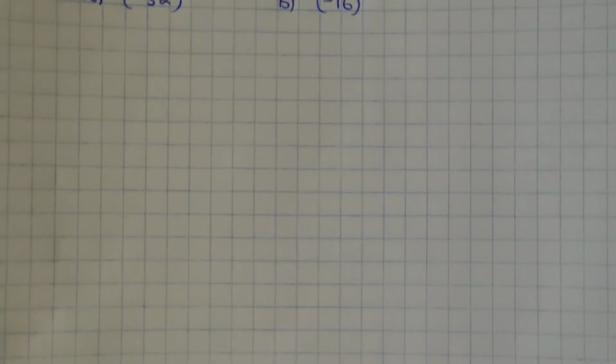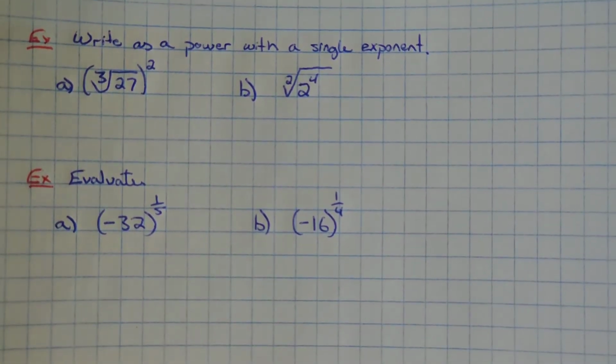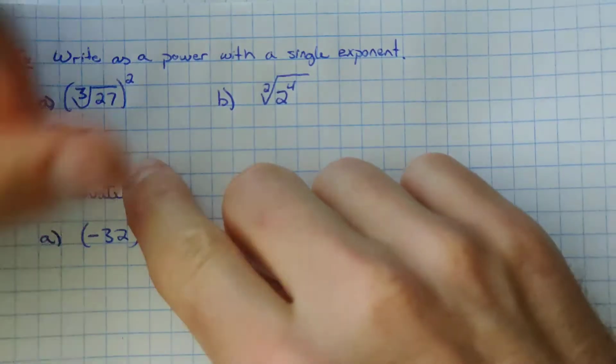Now, these can be combined with some of our other exponent rules to do some calculations. And so we're going to try a few different things here with them. The first is we're going to try and write the following as a single power. And so if we take a look at A, we have the 3rd root of 27 to the power of 2. Let's try and write this as a single power.